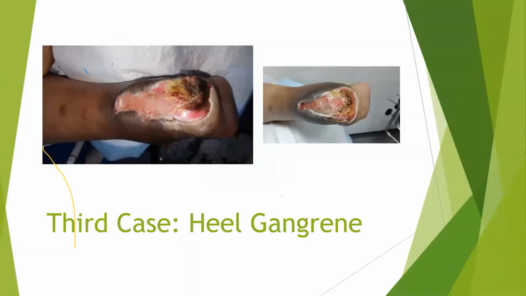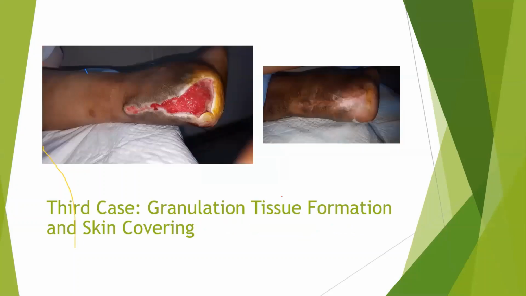Another case, this is heel gangrene, and early in the lecture you know that there is a very high percentage of limb loss in heel gangrene with osteomyelitis. So we have to intervene very fast and very aggressively. With good debridement and adequate care, the patient's limb was saved.